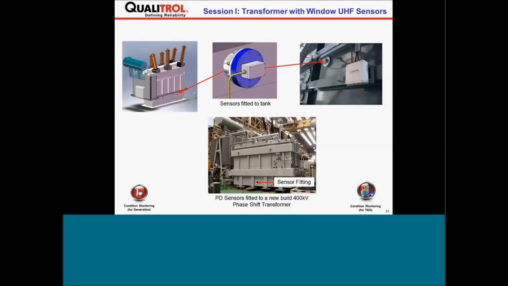Here we have some window couplers mounted on the tank wall. In the bottom picture we can see a sensor fitting. This is a window sensor. It's on a 400 kV phase shift transformer. We had six sensors on this transformer.